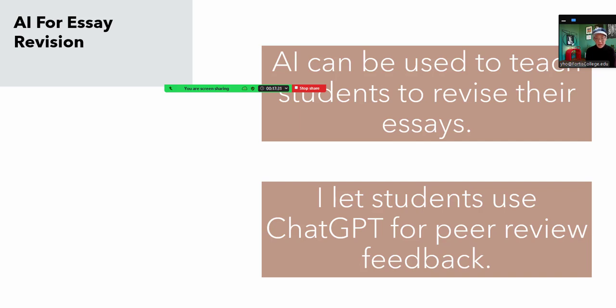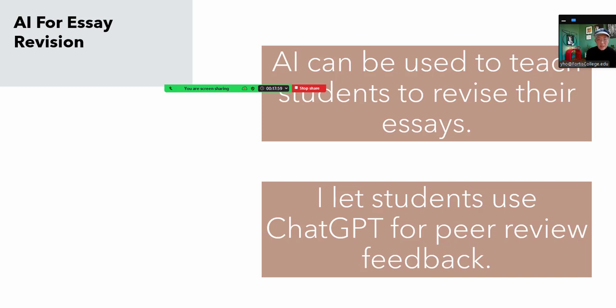Now, before AI came out, my students were very reluctant to give peer review because they were afraid of offending other students, or they felt like they were going to be laughed at because of their lack of knowledge of grammar. But now I notice a lot more confidence as people use ChatGPT for peer review feedback in order to correct their essays.